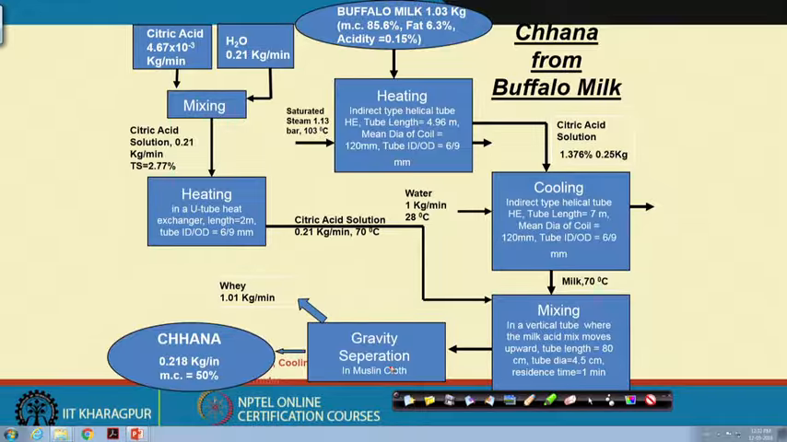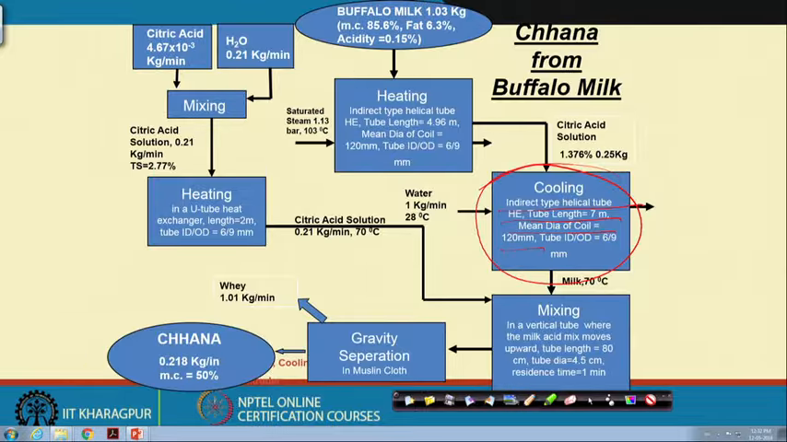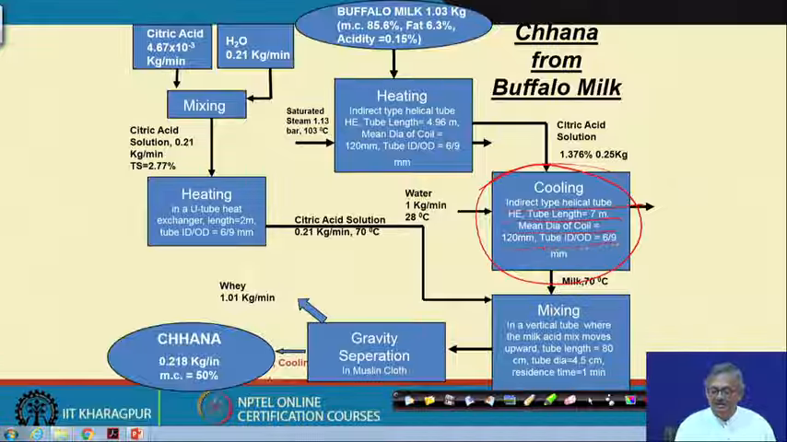So, then what do you get along with this? You are getting this hot milk, then this is cooled. So, cooling is by an indirect type helical tube heat exchanger, tube length 7 meter, mean diameter of the coil is 120 millimeter and tube ID/OD is 6/9 millimeter.